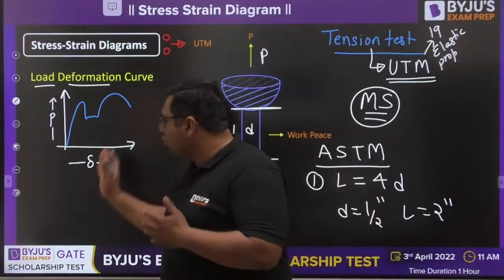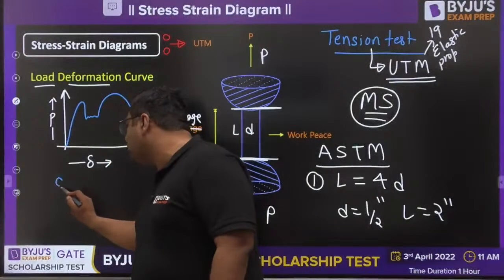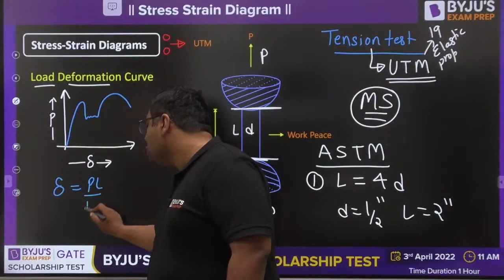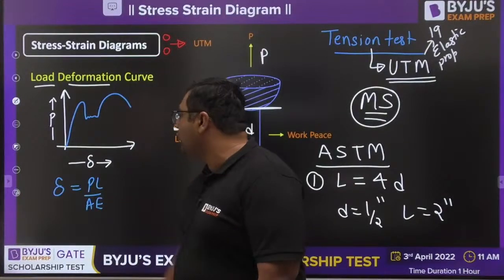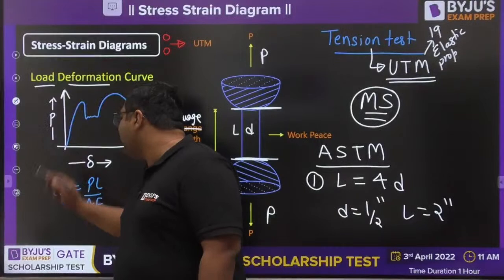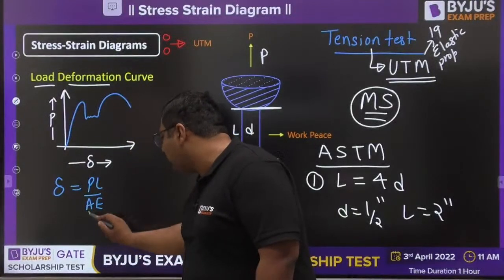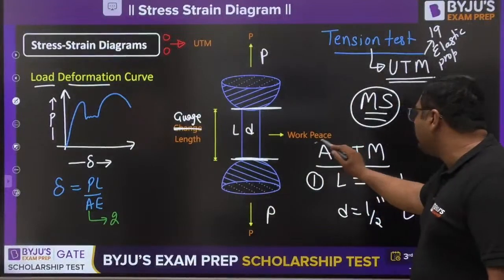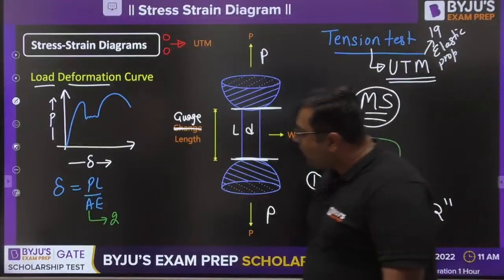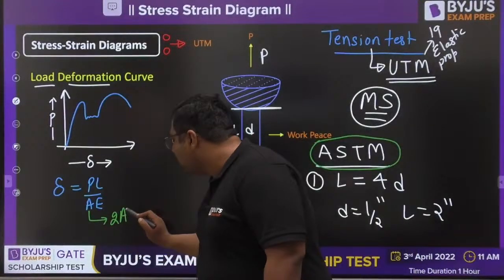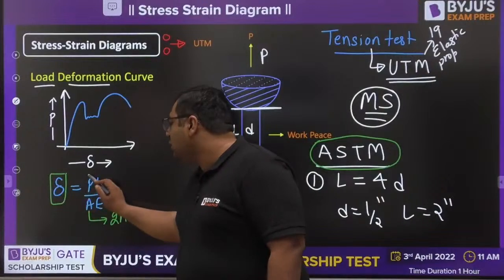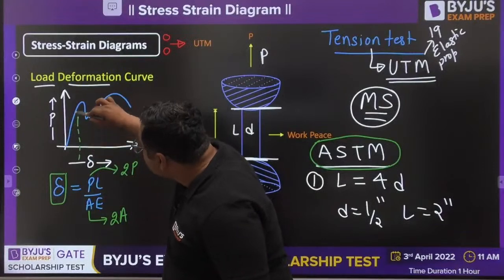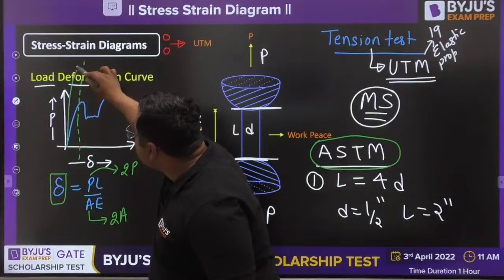But the problem is, when you find delta using P, you must have done a derivation where you found delta equals PL upon AE. So my dear, you can see there is going to be an issue with this. What is the issue going to be? If by chance the area becomes 2 times for this specimen, because I am not following ASTM guidelines, then if I make the area 2A, to get the same delta, you need to apply the load 2P. So the same delta you would be getting at double load. So my dear, the curve will be changing like this.